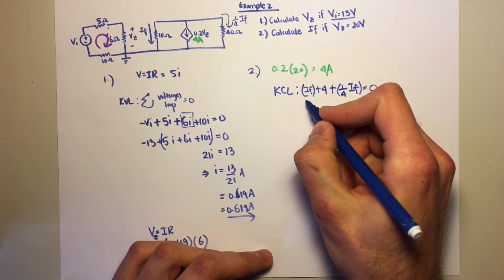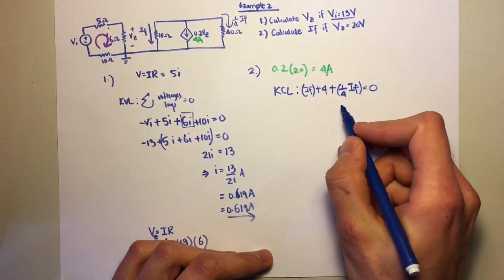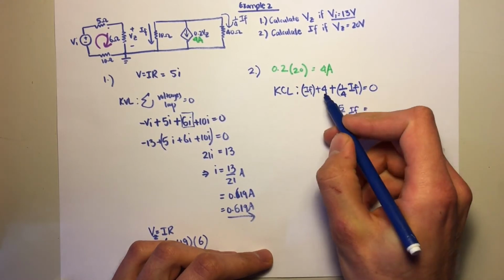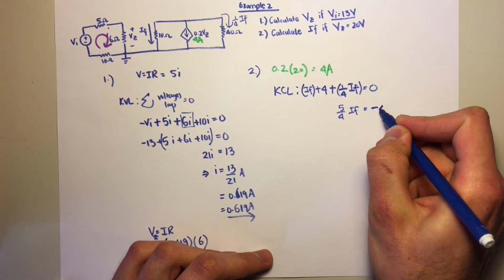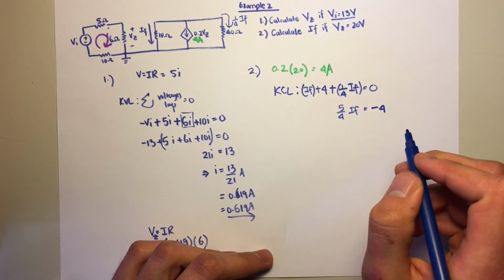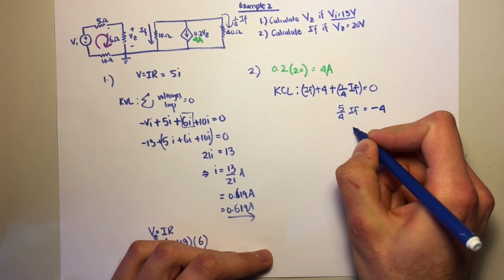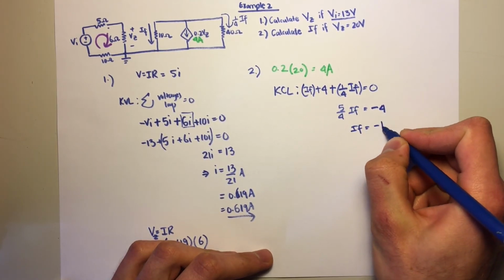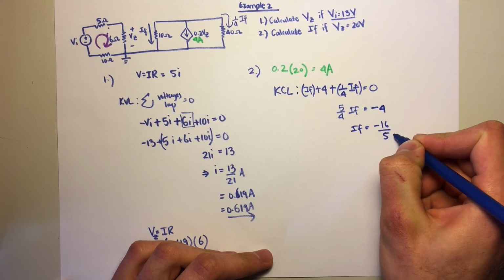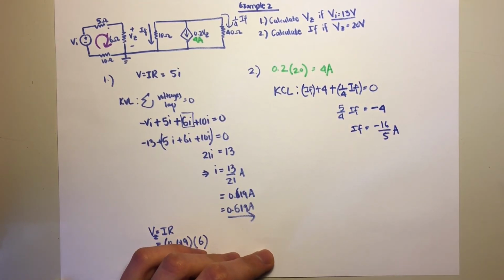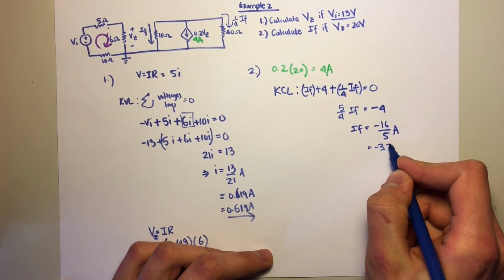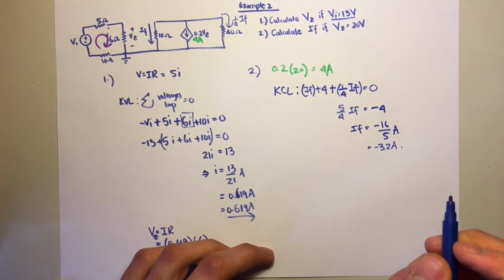Now I'm just going to add all the IFs. So that's 4 over 4 IF plus 1 over 4 IF, which is 5 over 4 IF, equal to minus 4 after I take the 4 over. Therefore IF, if I multiply up by 4 over 5, is minus 16 over 5 amperes. That is also the same as minus 3.2 amperes. And that is example 2.